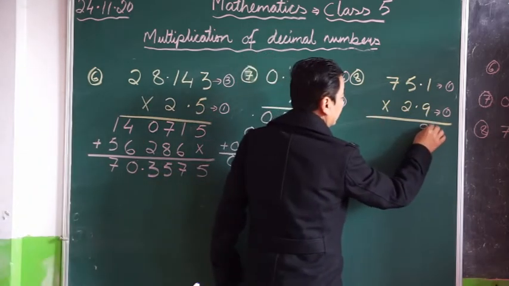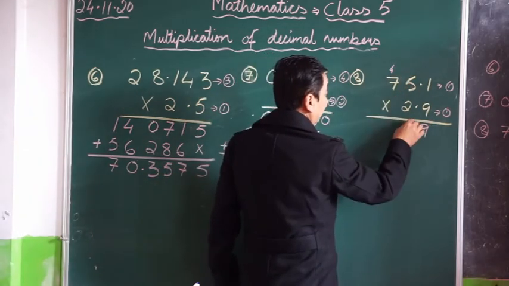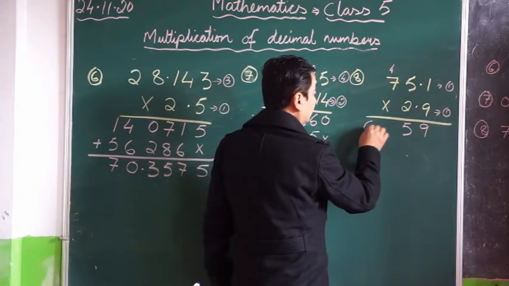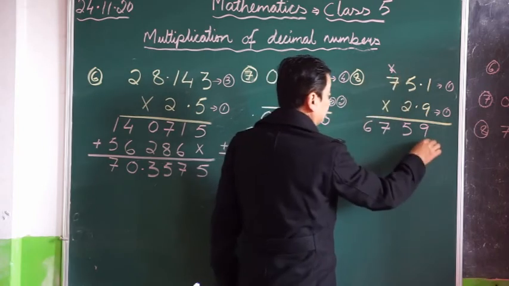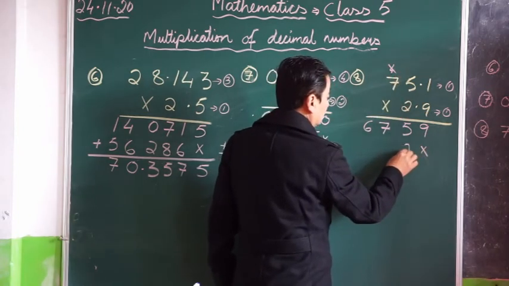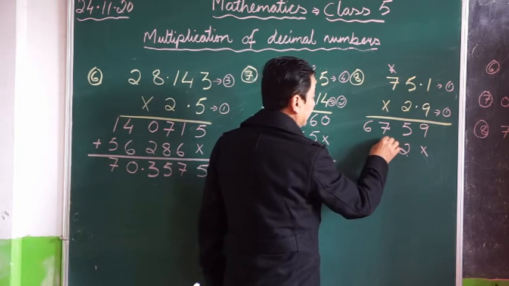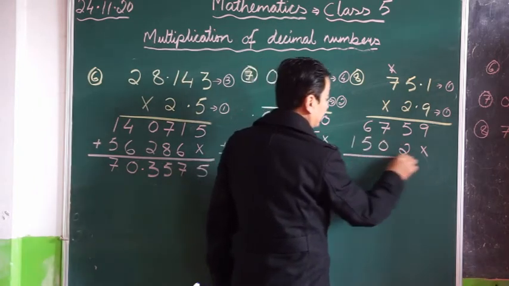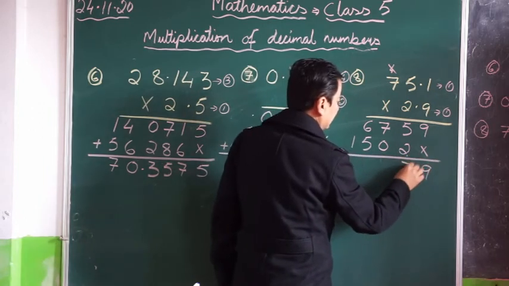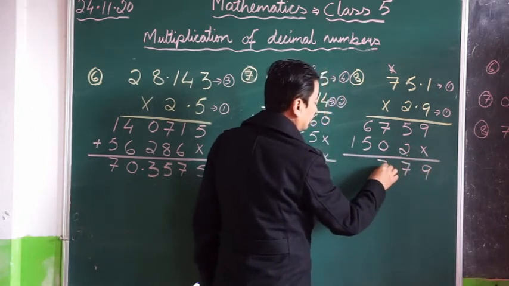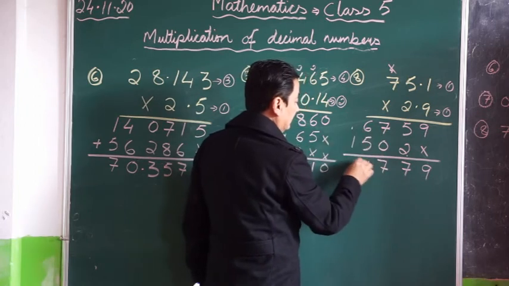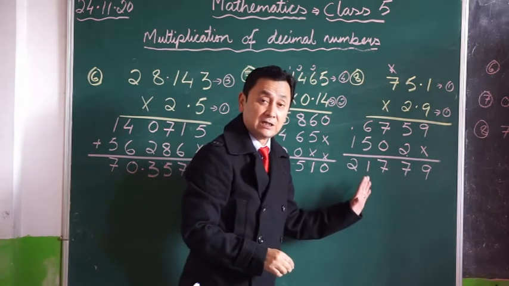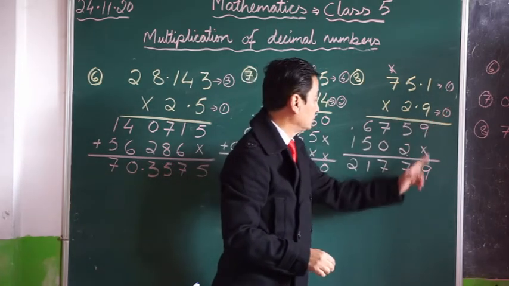9 1s are 9, 9 5s are 45, 9 7s are 63 plus 4, 67. Finish this. Cross. 2 1s are 2, 2 5s are 10, carry 1, 2 7s are 14, plus 1, 15. 9, 7, 7, 6 plus 5, 11, and 2. Now what is the last thing left? We have to put the decimal point. How many? 1 plus 1, 2. 1, 2.